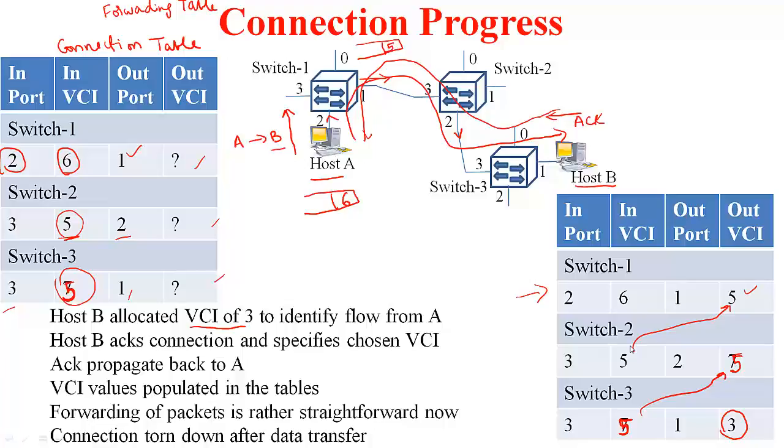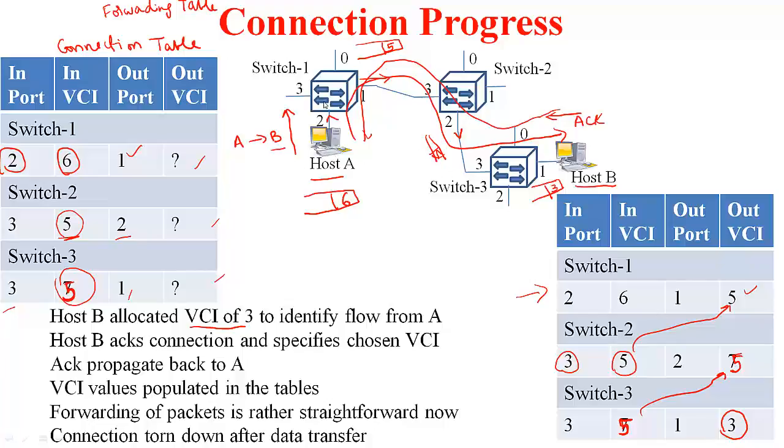Now when the packet reaches switch 2, again it's going to look at the connection table. So this packet has come on port 3 with VCI 5, which means I have to send it out on port 2 with VCI 5. So then it's again going to send this packet, but it will change the VCI from this to this. In this case it turns out to be the same, but if it were different it would change it. And similarly at switch 3, when it is going to send it out to host B, it changes the VCI to 3.